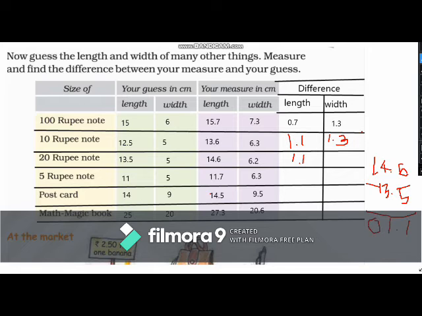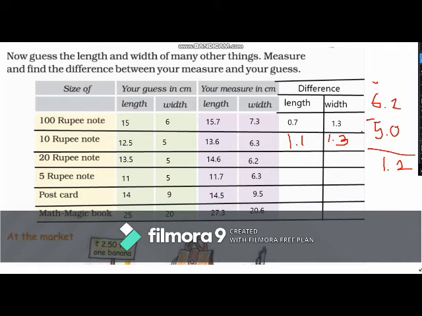Now let us find out the difference of width of measure and guess. So 6.2 minus 5. Here we have to put one decimal point, and after the decimal point one digit, that is 0. Because here there is one decimal point and after the decimal point one digit, so we are writing 0.0. 2 minus 0, 2. 6 minus 5, 1.